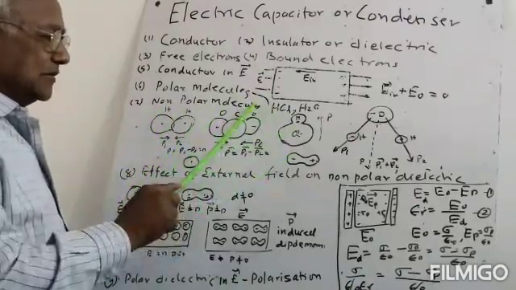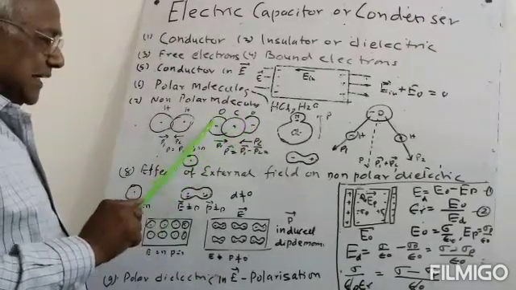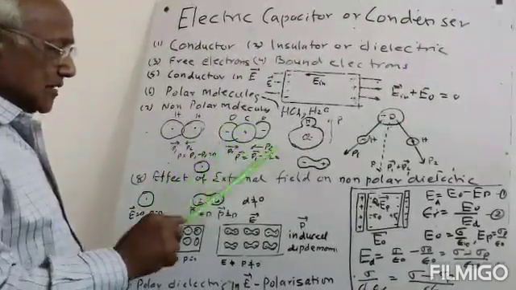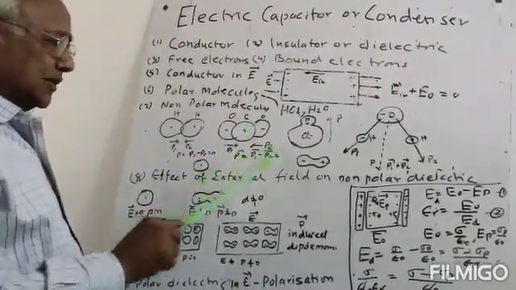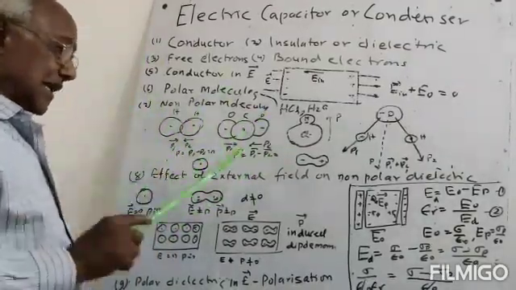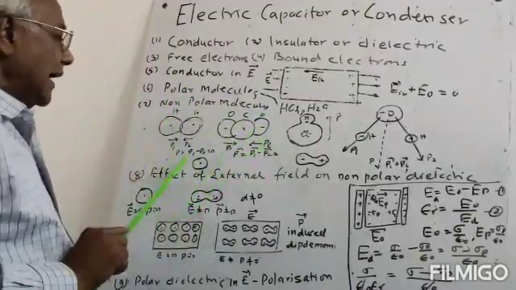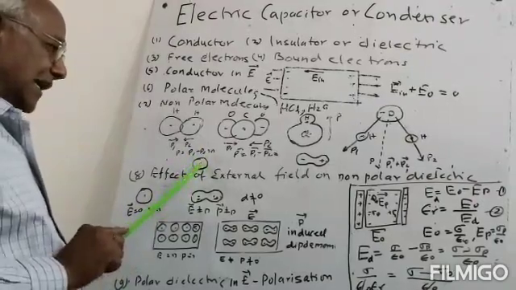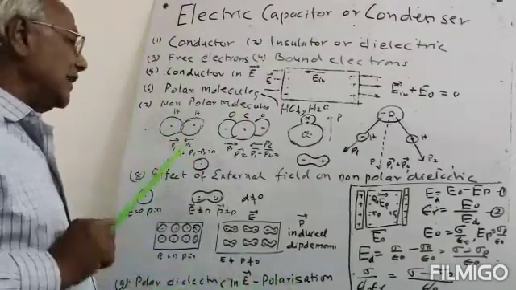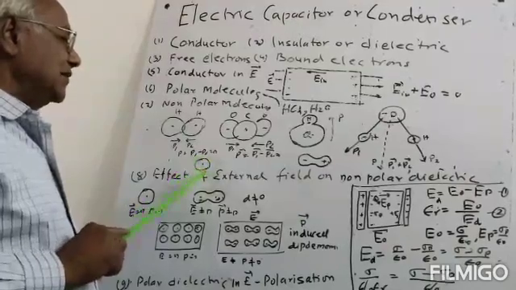Similarly, we take carbon dioxide: carbon, oxygen, oxygen. The negative is here, positive is here, negative. So the direction of the dipole moments is in this direction. The dipole moments are equal and opposite in direction, so the resultant is 0. So for a non-polar molecule, the dipole moment is 0. We can represent a non-polar molecule as a sphere with its center, meaning that at the center there is the center of positive charge as well as of negative charge. So we give it the symbol of a circle.